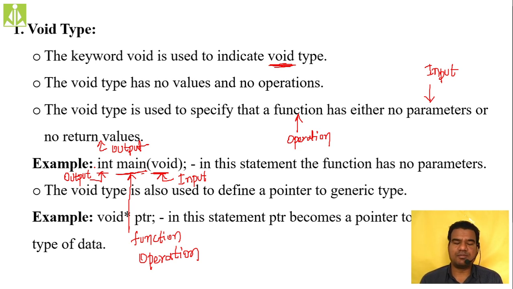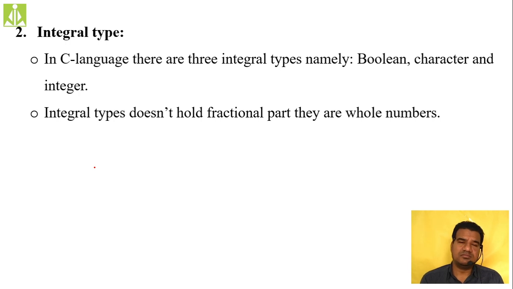Okay, so till that point you remember it is simply used to create a generic pointer. The second type of data types are integral types. In C language, we have three different types of integral types: boolean type, character type, and integer type.